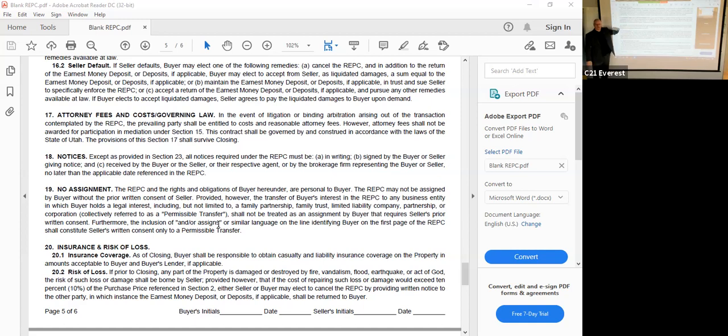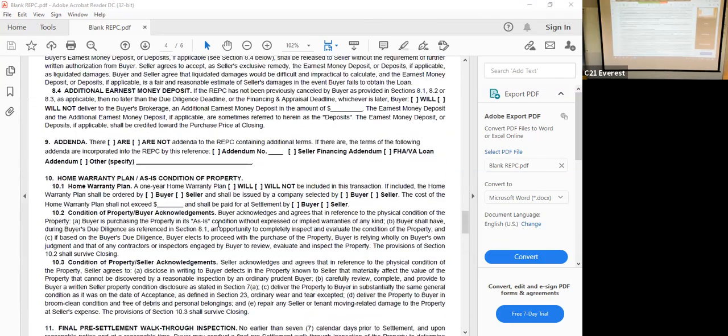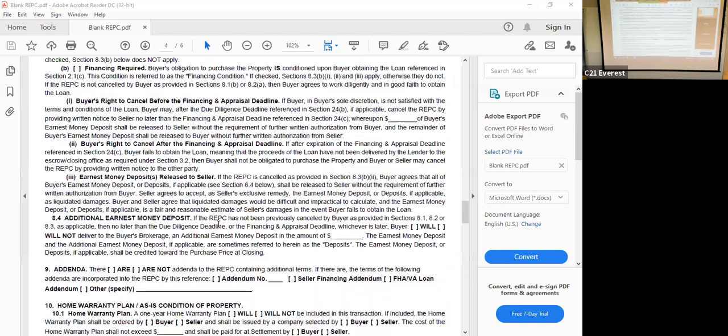And if you use the cancellation form, it says, hey, are you canceling before your due diligence, or are you canceling after due diligence but before finance and appraisal? But you've got to provide written notice that is signed and received by the other party. Okay? I guarantee you're learning stuff today that you had no idea. And that was my promise at the very beginning of the class.